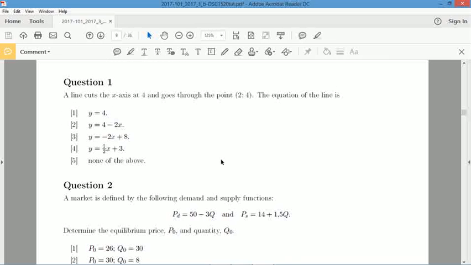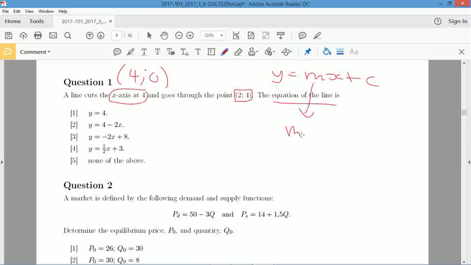Question number 1 looks at a line cutting the x-axis at 4 and goes to the point 2 and 4. So if I'm looking at a line that cuts the x-axis, that gives me an x-intercept, so that'll be 4 and 0. I then have another point here, 2 and 4, and I'm looking for the equation of a straight line, which is y equals mx plus c. The first step is to get the m, which you guys should know is y2 minus y1 over x2 minus x1. The c is representing the y-intercept.